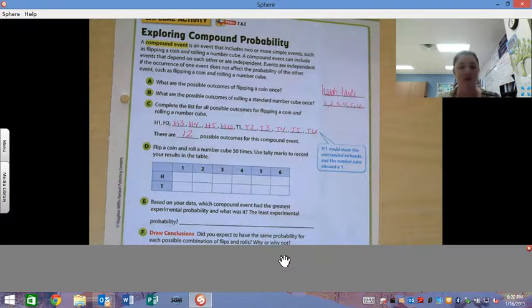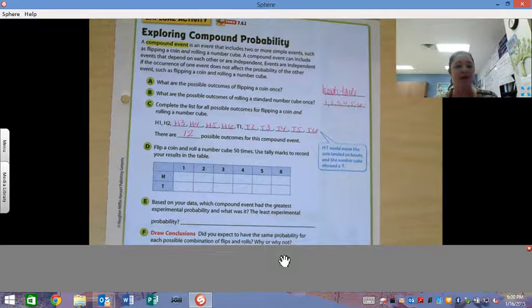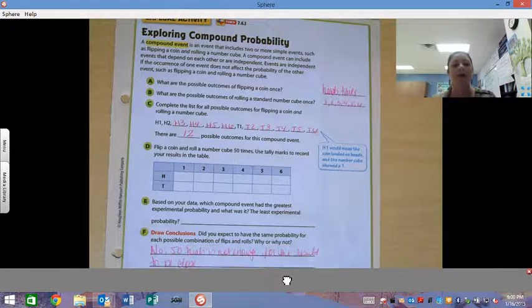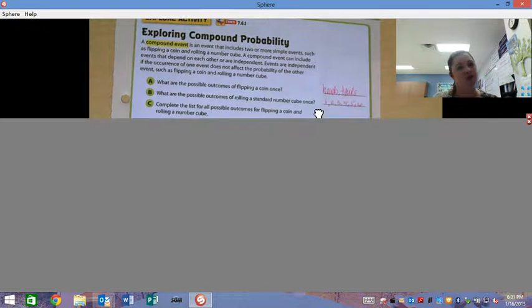So then, draw conclusions. Did you expect to have the same probability of each possible combination of flips and rolls? Why or why not? This is you, okay? This is how you need to handle these questions, not me. But no, 50 trials is not enough for your result to really be close. When you look at your data, you might get lucky on a couple of them, but all of your possible outcomes should not have the exact same probability. That's not with 50 chances, okay? Turn the page.